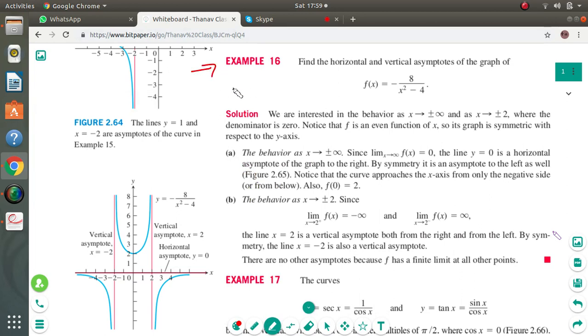Example 16 here we have now f(x) equals minus 8 by x square minus 4. So here we have the complete solution for that. Now please go by the same method and just find out the asymptotes and draw the graph. Then the graph of 8 by x square. So I'll just push it to the side.